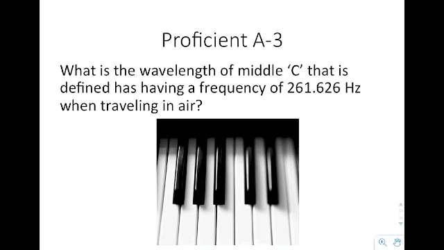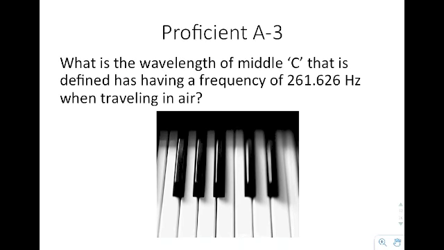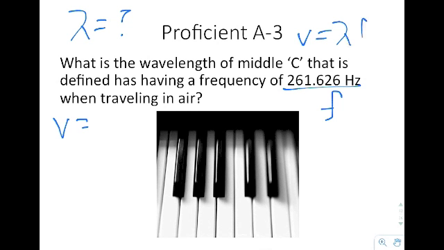The next one says, what is the wavelength of middle C that is defined as having a frequency of 261.62 hertz when traveling in air? So the first thing you need to realize is this requires knowledge from the previous unit. I need to know that this is a frequency. I also need to know that I'm trying to solve for the wavelength, and the relationship between wavelength and frequency involves velocity. I can use the equation v equals lambda f.